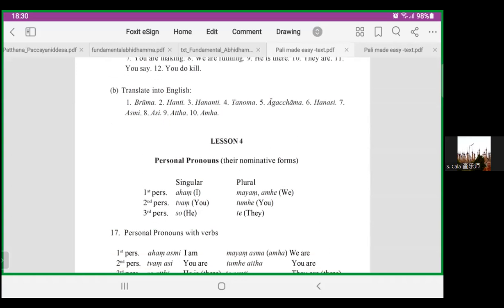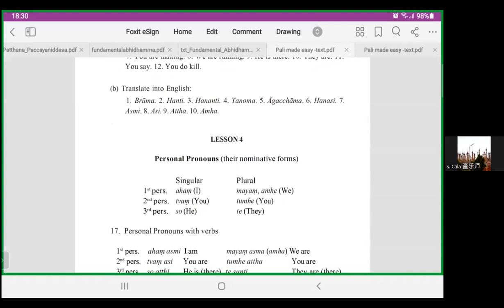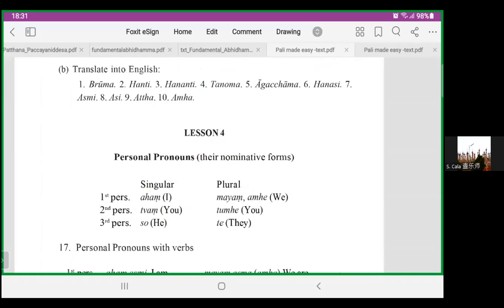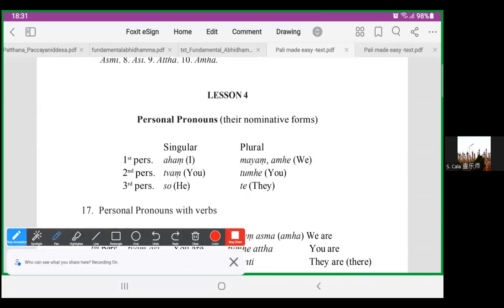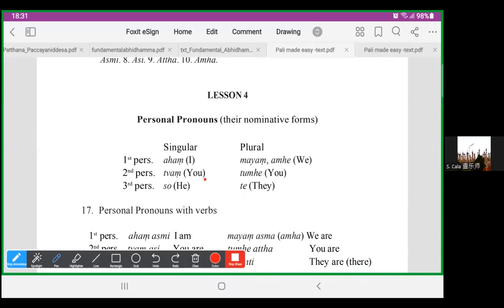Okay, so we are talking about personal pronouns: aham, mayam, amhe, tuam, tumhe, so, te. Besides so, if you want to talk about she, she is sa, S-A, sa. You can all write it in the book, because now we are talking about equality. Not to say that it must always be he; we are thinking there must be she also.